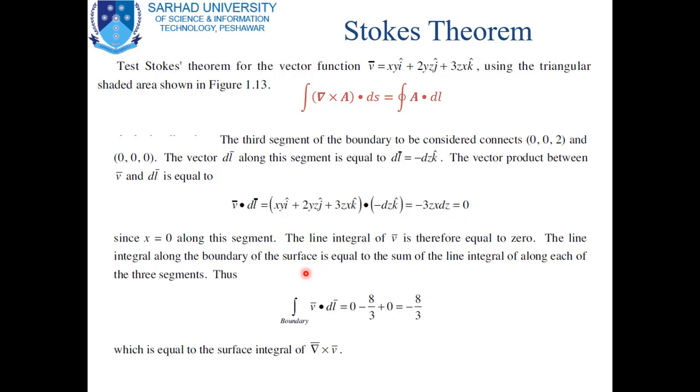Now we are summing the loops of v dot dl. Our first segment has 0 as its answer. Our second segment, which is the inclined segment, has the value minus 8 by 3, and the vertical segment is also equal to 0. So the line integral around the loop will be minus 8 by 3, which is the left hand side, and the right hand side has the same value. So we can say that Stokes theorem is verified for the given function.